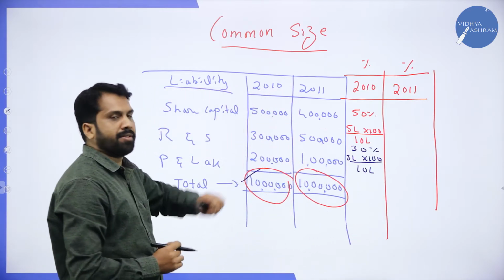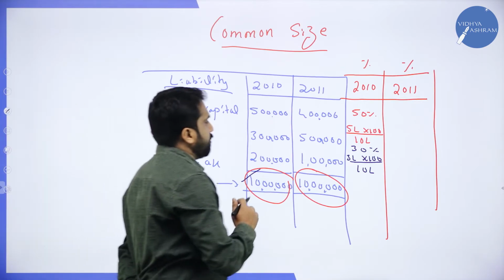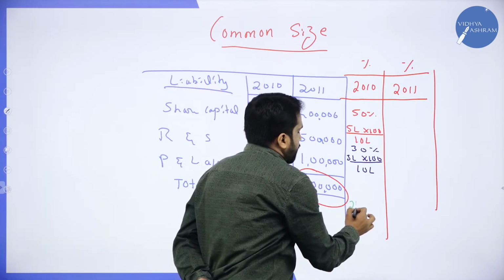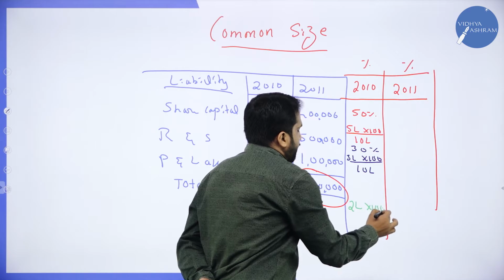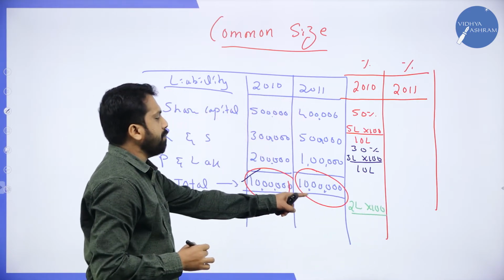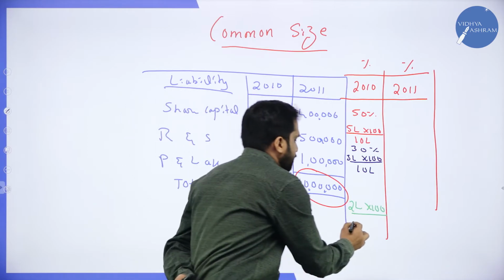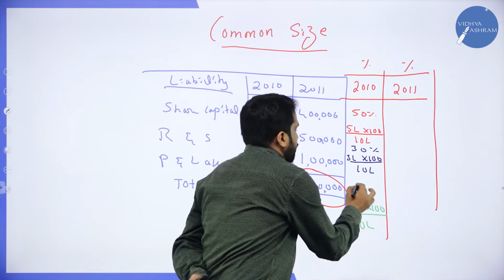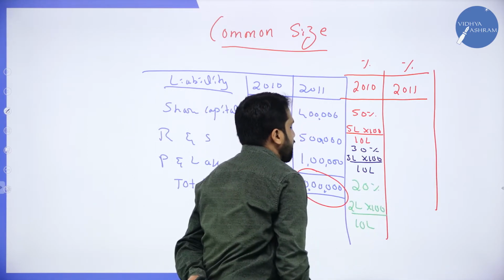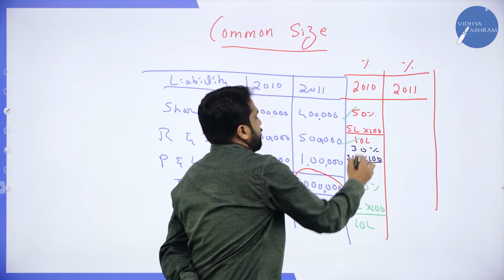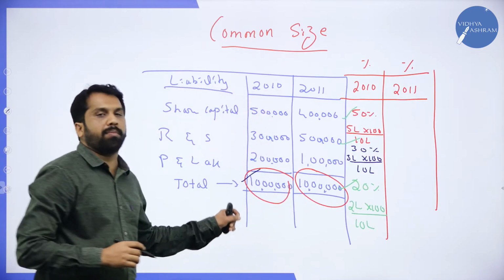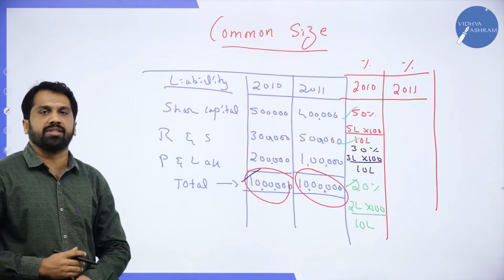Again, we'll go for the third one. How much you have? 2 lakh. Now, this is 2 lakh multiplied with 100 divided by what? Again, your total 10 lakh. So you will get around 20%. This is your common size balance sheet.